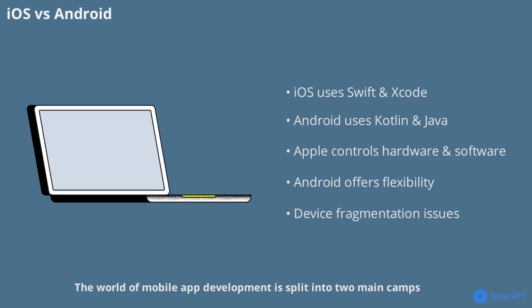The world of mobile app development is split into two main camps, iOS and Android. Each has its own tools, languages, and philosophies. iOS apps are built mainly using Swift and Xcode, with Apple controlling both hardware and software. This results in optimized performance and strong security, but also means strict App Store rules and less customization. Android apps, on the other hand, are built with Kotlin, Java, and Android Studio. Android dominates globally, offering flexibility and a massive user base, but faces challenges like device fragmentation and performance inconsistencies.